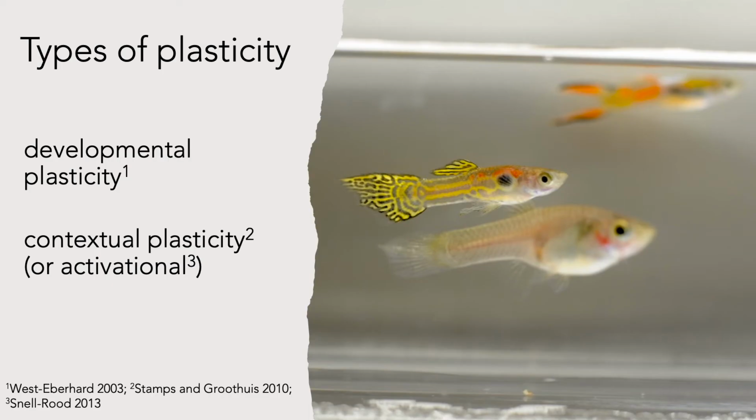Both of the spider examples from the previous slide would be examples of developmental plasticity, where the rearing environment shapes traits. There's also contextual plasticity, or activational plasticity, and this is more rapid and reversible behavioral responses to the immediate surroundings. For example, guppies reared with predators perform fewer conspicuous displays. That would be developmental plasticity, but individual male guppies may also adjust their display rate based on the predators nearby during a given courting bout. That would be contextual plasticity.